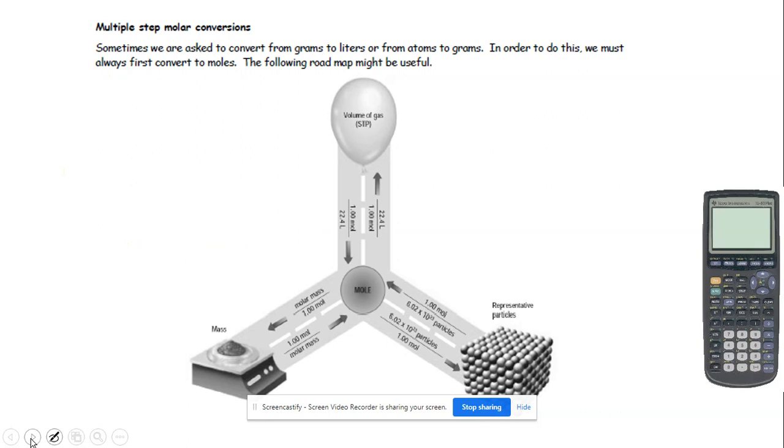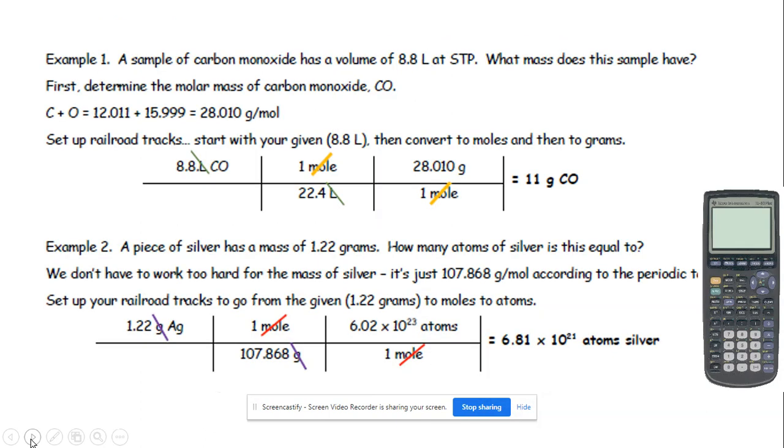So the key to multiple step molar conversions is that we must always convert to the mole first. So whether you're starting with mass in grams or numbers of atoms or molecules or liters, first thing to convert to always is going to be the mole. So let's practice. Here are a couple examples that are done for you.